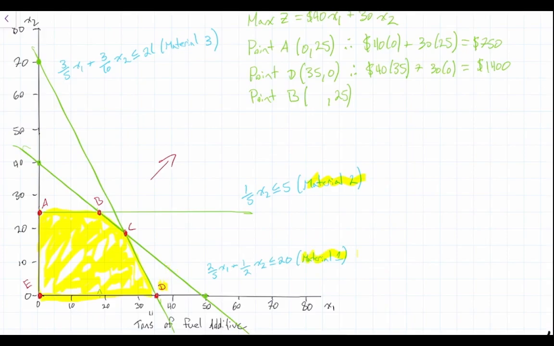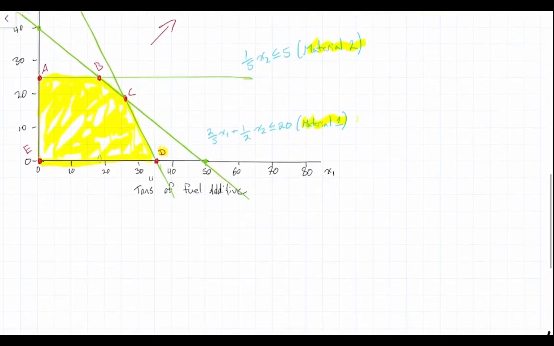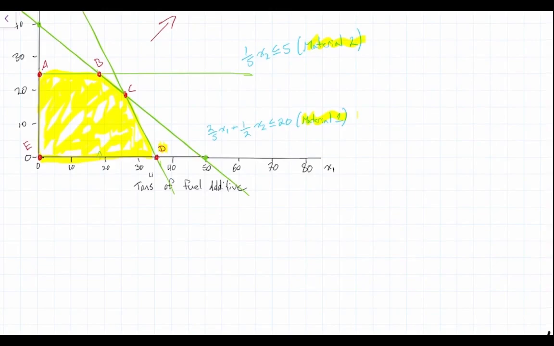Now we already know what the value is for x2, right? The value for x2 is 25. So all we have to do is sub x2 equal to 25 into our equation. So for material 1: 2/5 x1 plus 1/2 x2 is less than or equal to 20. We're going to sub x2 equal to 25 into the equation.